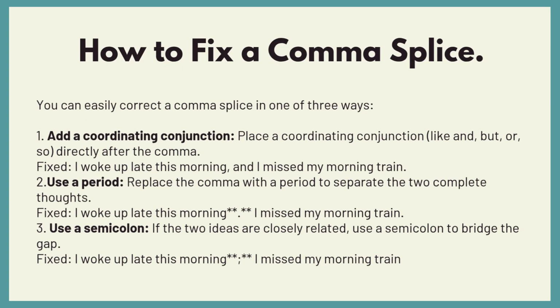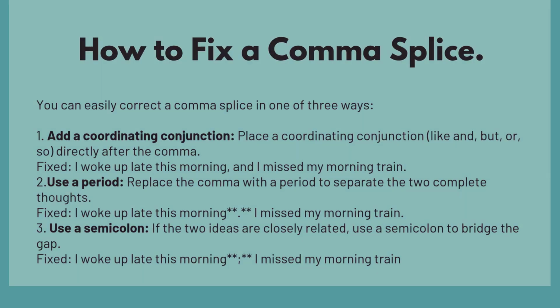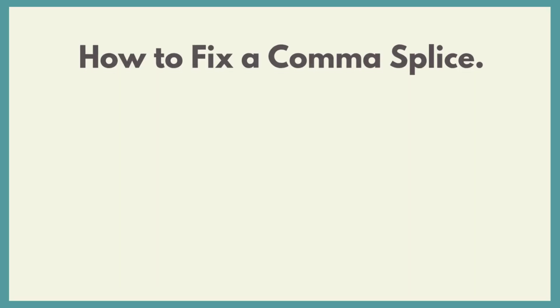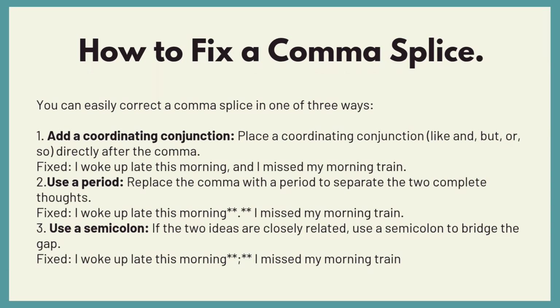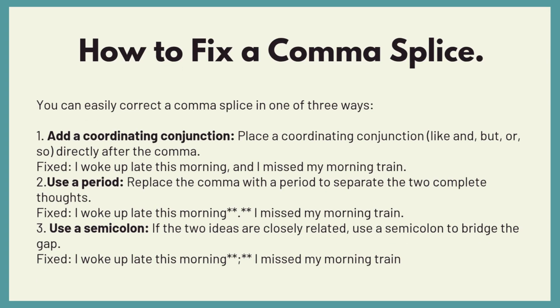How to fix a comma splice? You can easily correct a comma splice in one of three ways. 1. Add a coordinating conjunction. Place a coordinating conjunction, like and, but, or, so, directly after the comma. Fixed. I woke up late this morning, and I missed my morning train.